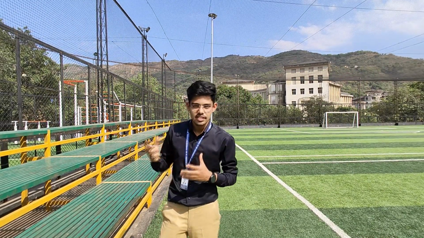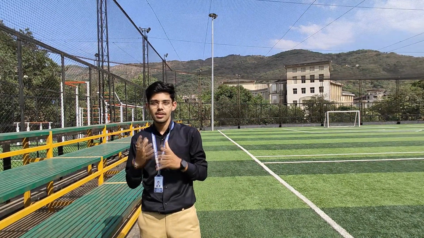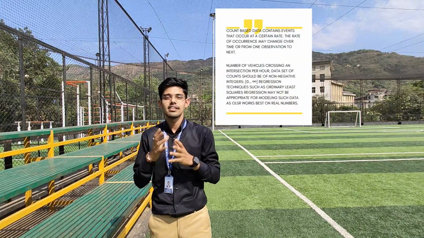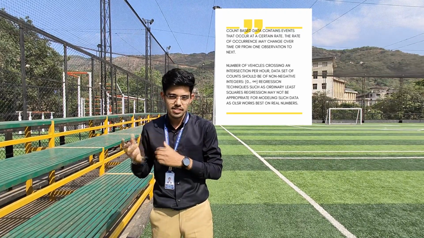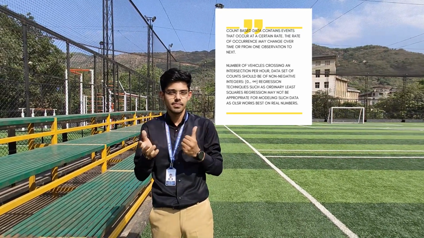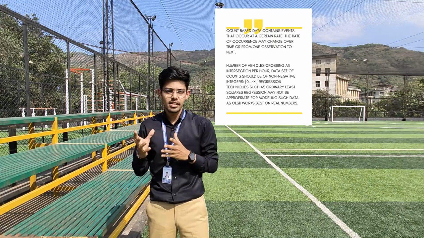Before moving forward to the Poisson regression model, let's first talk about count data. Count-based data contains events that occur at a certain rate. The rate of occurrence may change over time or from one observation to the next. For example, the number of vehicles crossing an intersection per hour.